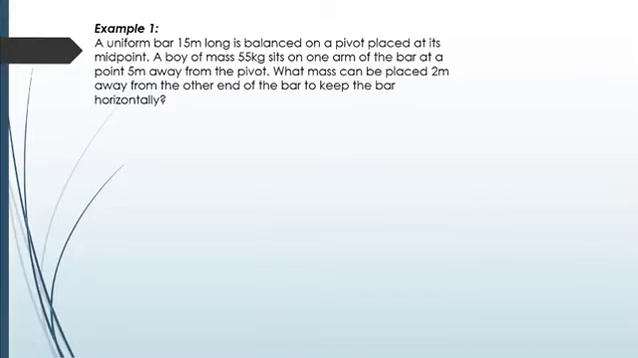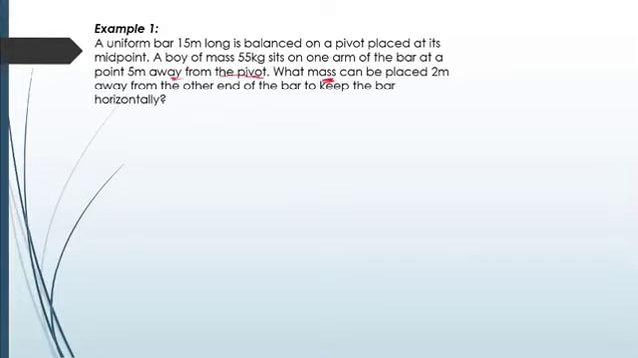Now let's take a look at this question here on the slide, and let's see how we can find the solution to that question. The question says that a uniform bar 15 meters long is balanced on a pivot placed at its midpoint. Now, a boy of mass 55 kg sits on one arm of the bar at a point 5 meters away from the pivot here.